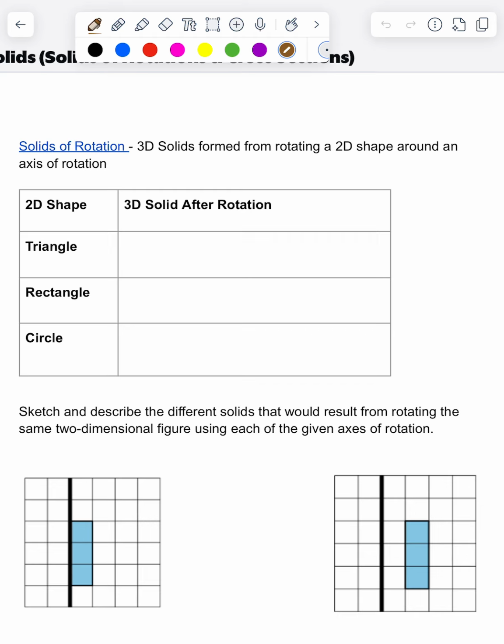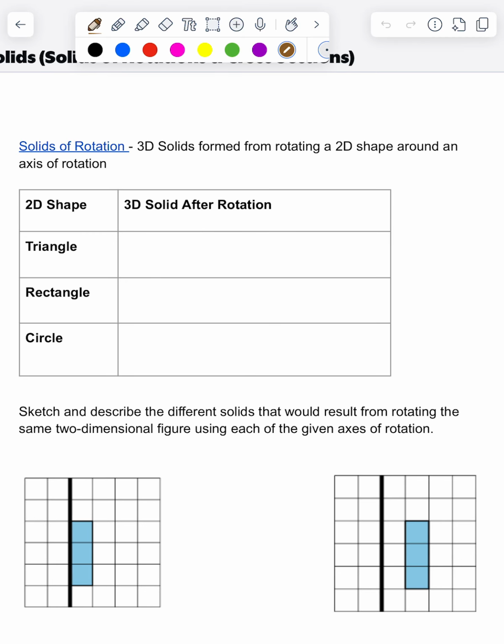This video is going to focus on 3D solids, solids of rotation. So 3D solids formed from rotating 2D shapes around an axis, and cross sections, which are slices of 3D solids. So to get started, a solid of rotation is when we take a 2D shape and we rotate it or spin it really fast around an axis so that it becomes a three-dimensional solid.